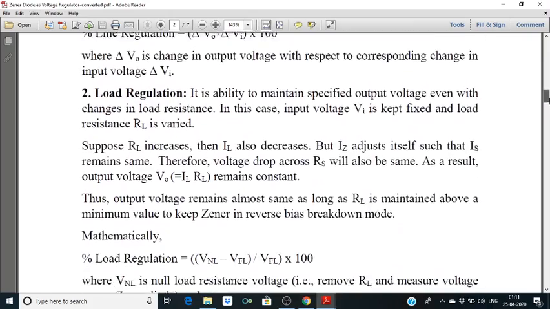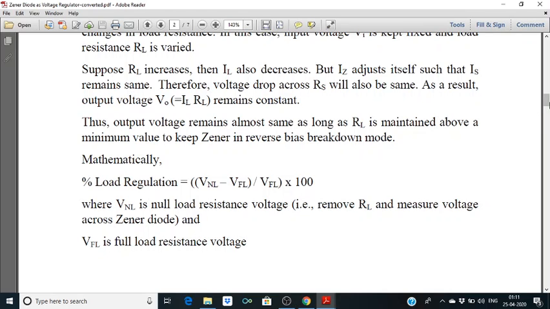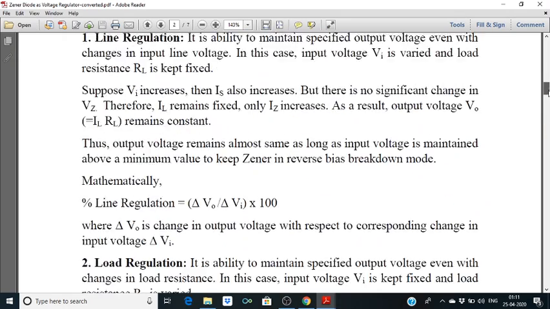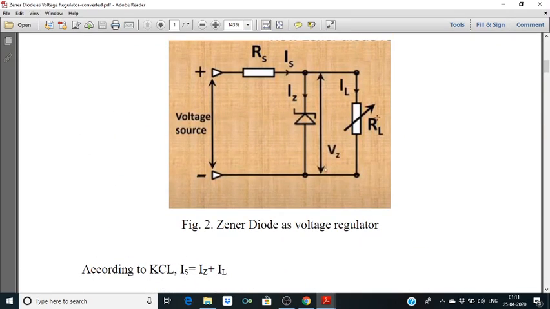In load regulation, RL increases, IL decreases, but IZ adjusts itself such that IS remains the same. Therefore, the voltage drop across RS will be the same, and as a result, Vout will be the same, equal to IL times RL. Because this voltage is constant, and this voltage is dependent on this voltage also, so this voltage remains constant. So this voltage also remains constant.